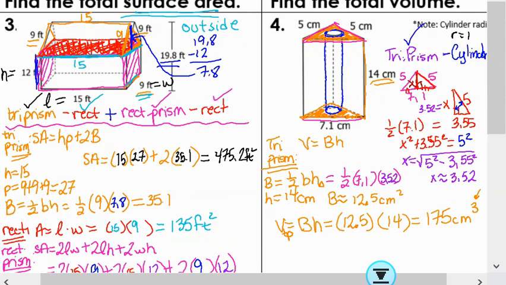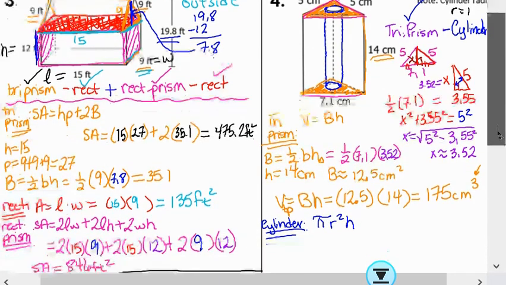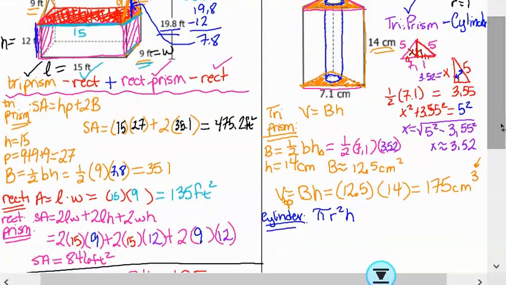We found the volume of our triangular prism, so now we need to find the volume of the cylinder. So I'm going to label it cylinder. And if I check my formula sheet, volume of a cylinder is pi r squared h. So taking a look at that, we were given that the radius of that cylinder is 1 unit, and the height of the cylinder we can see is the same as the height of the prism. So the height of the cylinder is going to be 14 centimeters as well. So let's plug those in.